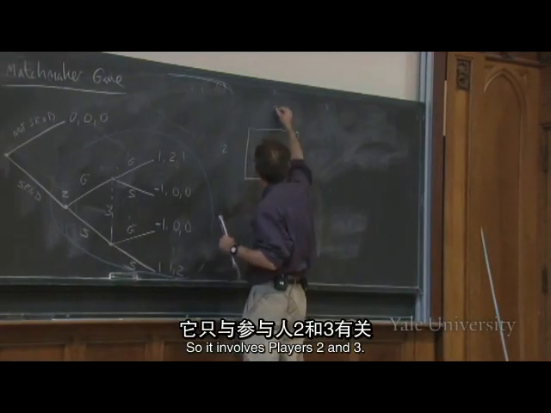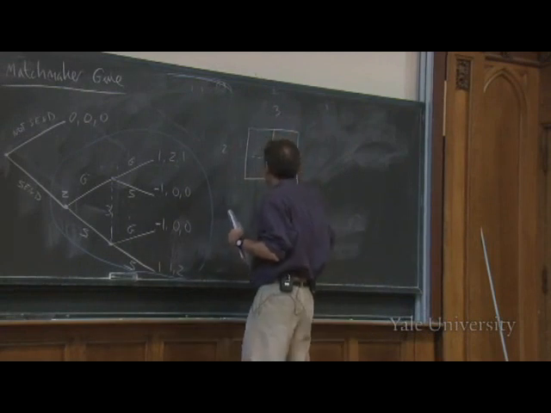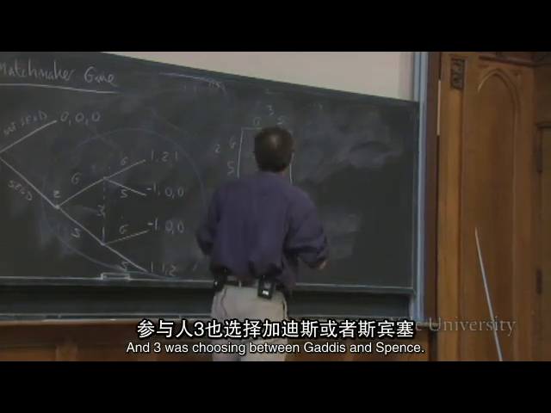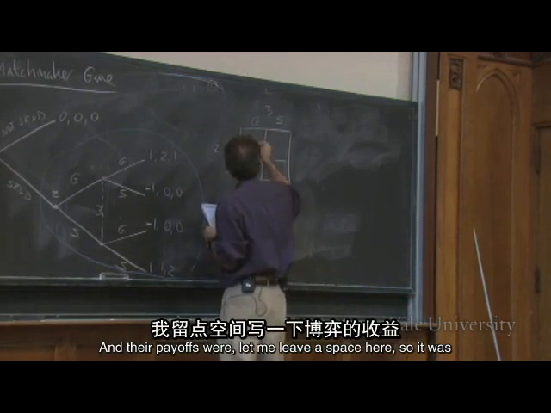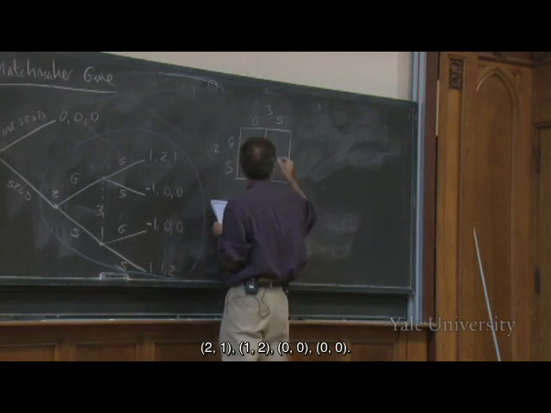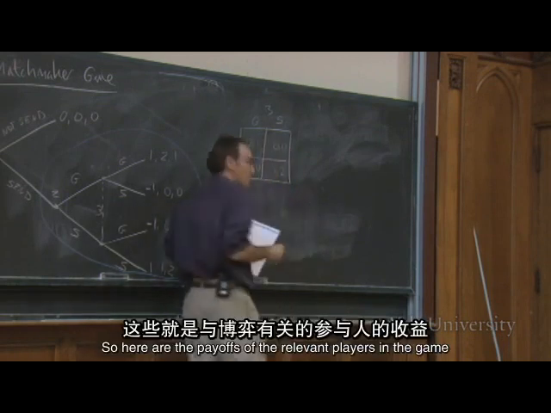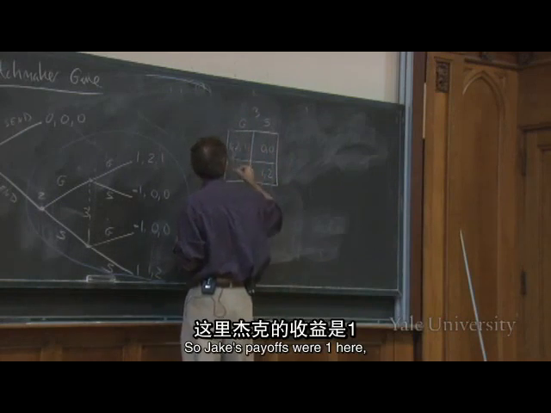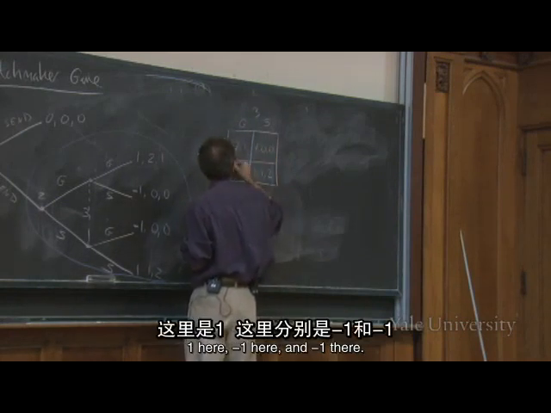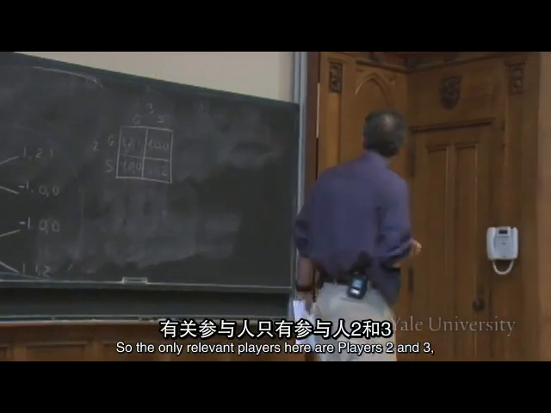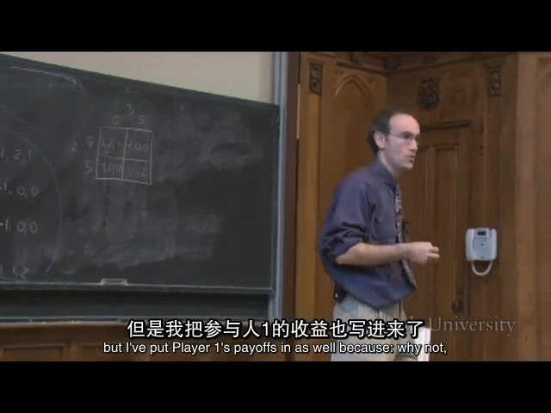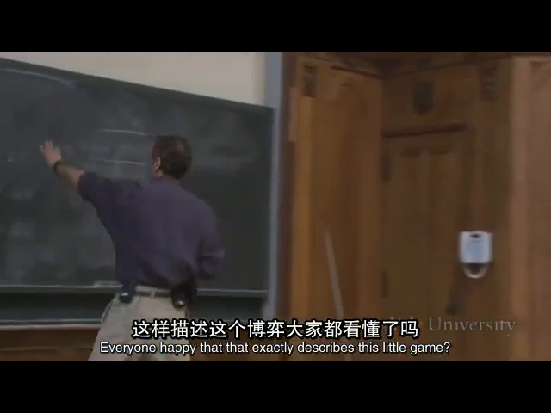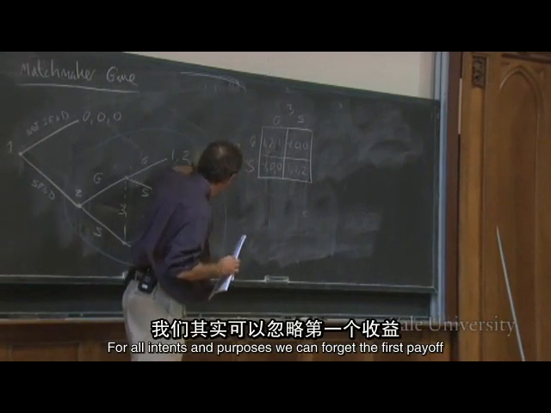All right. So it involves players 2 and 3. Player 2 is choosing between Gaddis and Spence, and player 3 is choosing between Gaddis and Spence, and their payoffs were 2, 1, 1, 2, 0, 0, 0, 0. So here are the payoffs of the relevant players, but while we're here, why don't we put in Jake's payoffs as well? Jake's payoffs were 1 here, -1 here, -1 here, and -1 there. The only relevant players here are players 2 and 3, but I've put player 1's payoffs in as well, because why not? Why not just keep track of them? Is everyone happy that that exactly describes this little game? For all intents and purposes, we can forget the first payoff, but there it is.